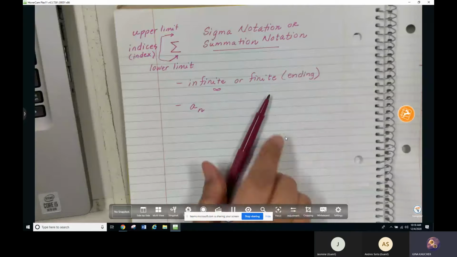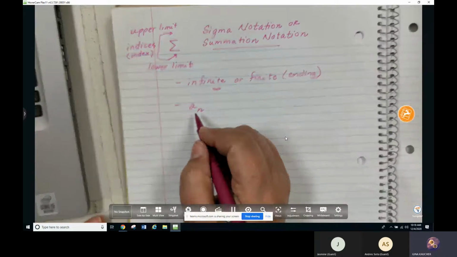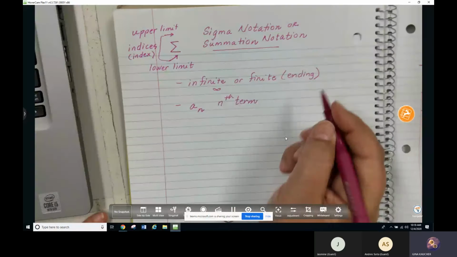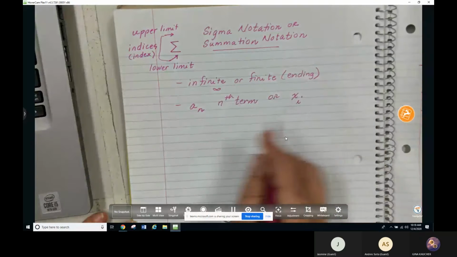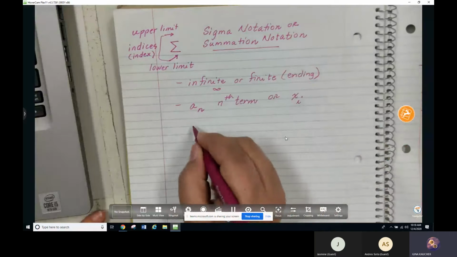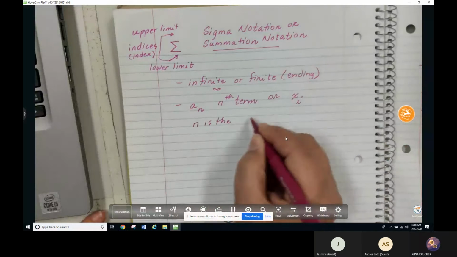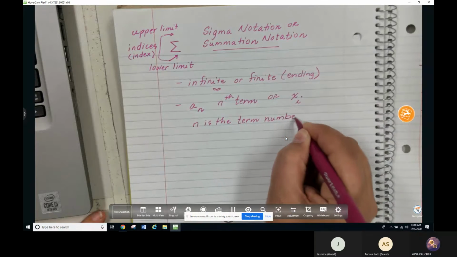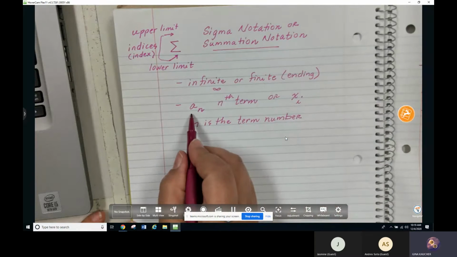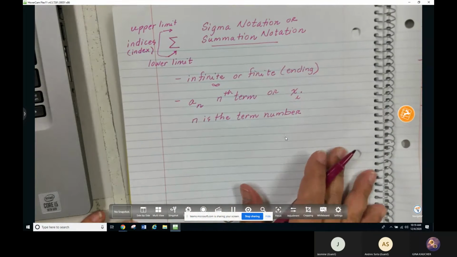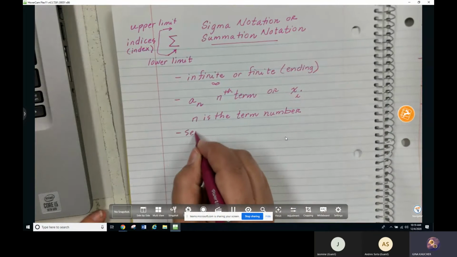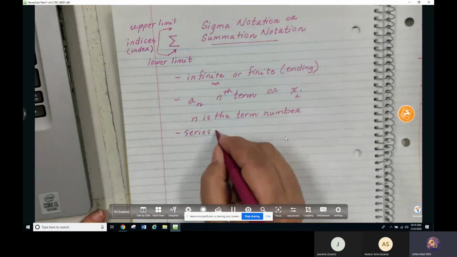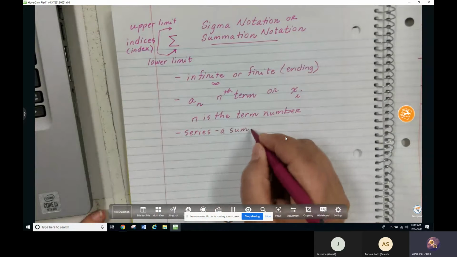Okay, so a sub n is the nth term. Or you can use other letters like x sub i. And of course, n is the term number. And a sub n also stands for the sequence rule. All right, and because you're adding the sequence together, it's called a series. A series is a sum of a sequence of numbers.